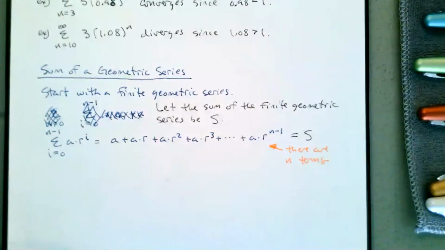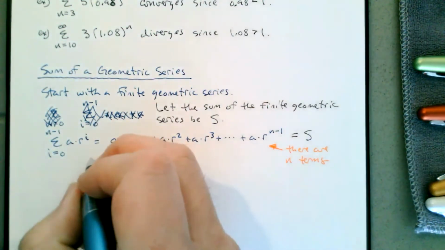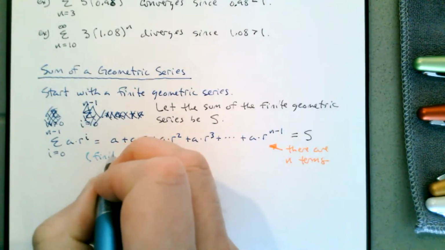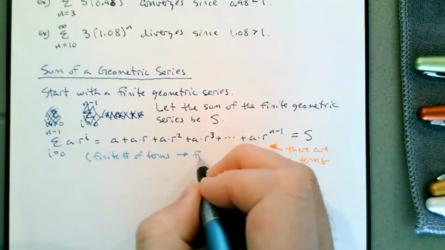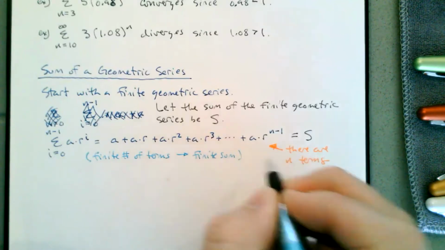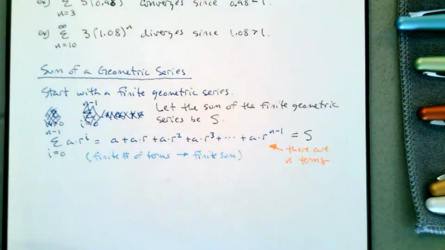We know that it has a finite sum because it's a finite number of terms. So this is not dependent upon the value of R. We're not looking at infinite series. We're going to start with a finite series, and then we're going to expand it to an infinite series. So there's a limit as n goes to infinity in your future. We know there's a finite sum because there's a finite number of terms. We could say the series is convergent, but that's just kind of being extra because it's a finite series.